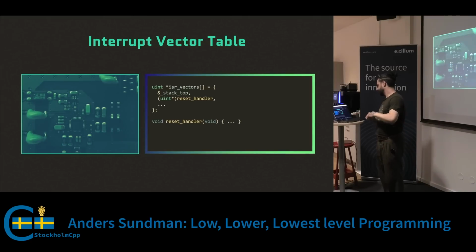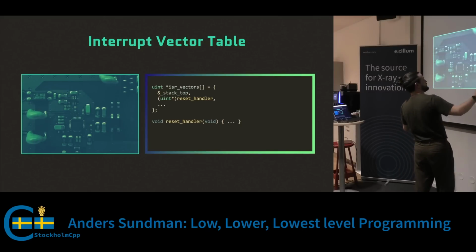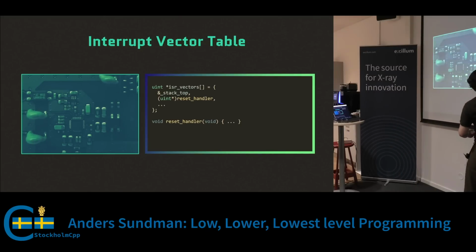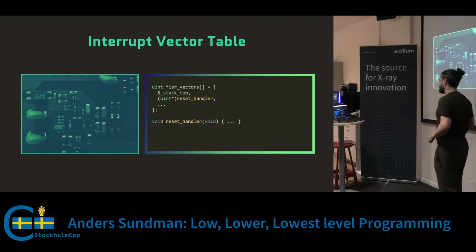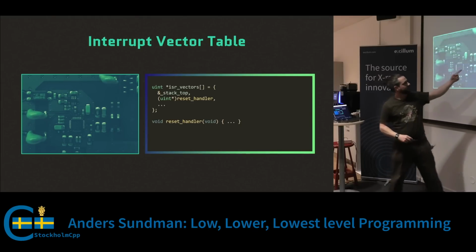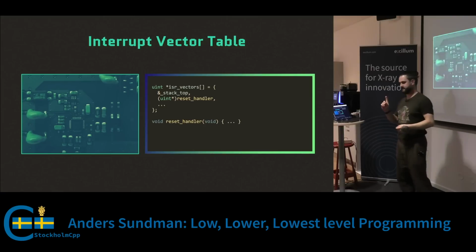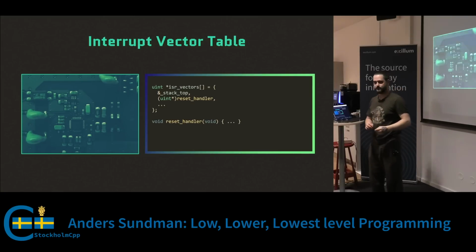So what can we do? Well, first, we need to create the symbol. We need to create the interrupt vector table. And you can do it. This is just an array. It has a reset handler in the second place, and it actually has the stack top in the first place. So that's curious. What is that doing there?